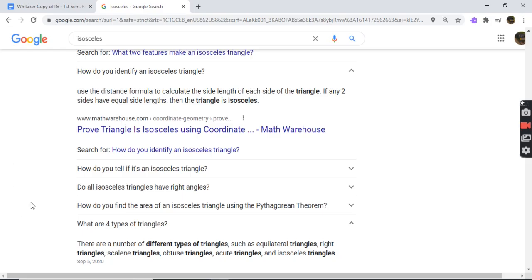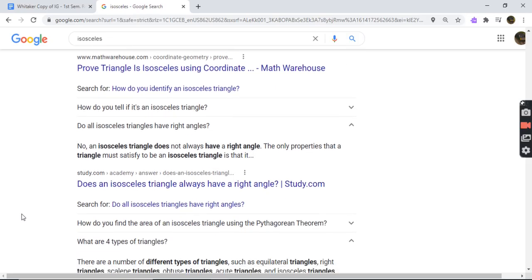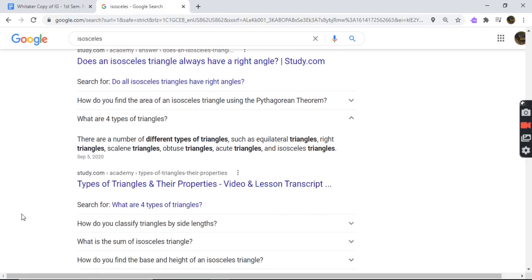Alright, 8. Do all isosceles triangles have right angles? No. An isosceles triangle does not always have a right angle.